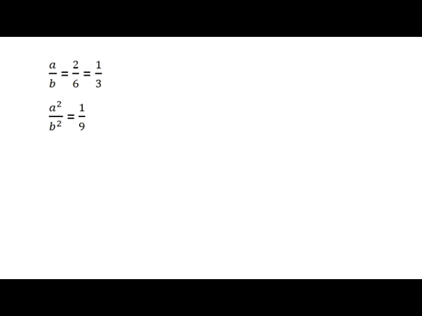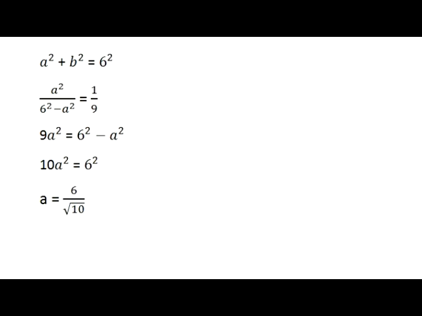Based on the similarity of these two triangles, we can write the proportion. The ratio A to B is equal to the ratio of 2 to 6, or 1 to 3. And the ratio of A square to B square is equal to 1/9. Then we can use the second equation and substitute B square for 6 square minus A square in the first equation, which allows us to solve it for A. A equals 6 over square root of 10.